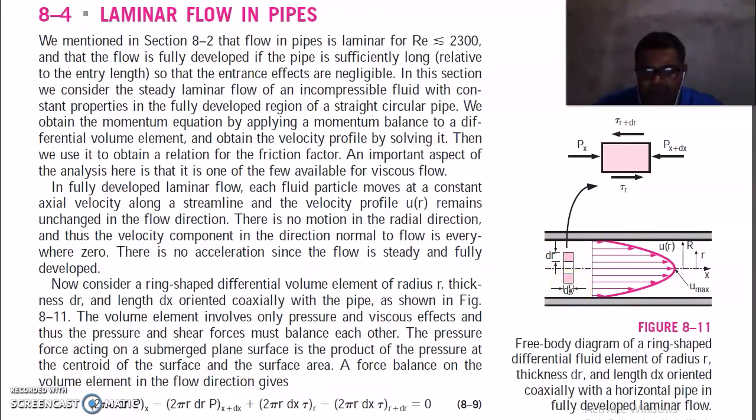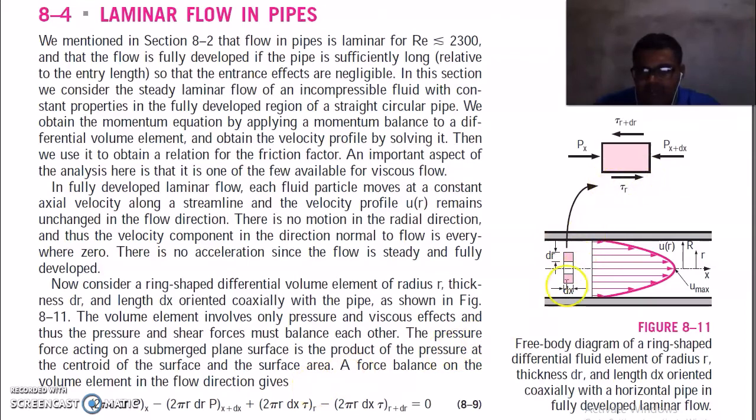Now the volume element involves only pressure and viscous force. So we have the pressure force and we have the viscous force. The pressure force acting on a submerged plane surface is the product of pressure at the centroid of the surface and surface area. So apply the force values on this ring element. You will get the pressure acting normal, and the area which is normal to this pressure is equal to 2 pi r dr, the perimeter of the ring times dr, minus this pressure in this direction, plus the shear stress which will act in this direction.